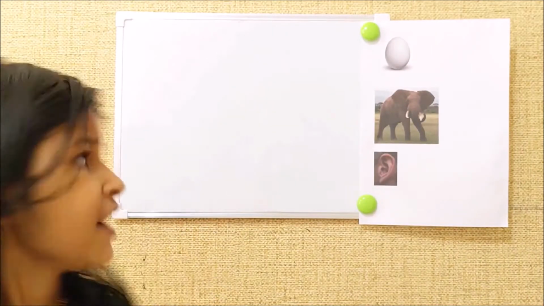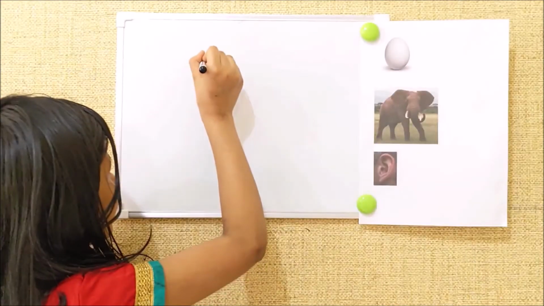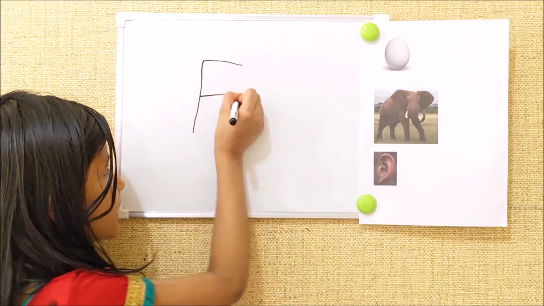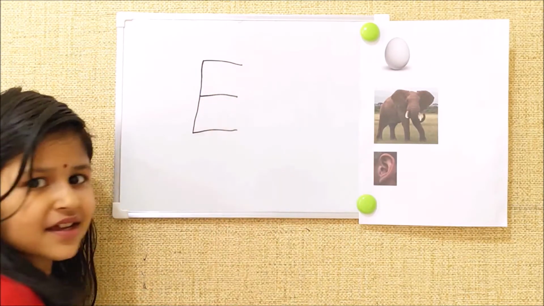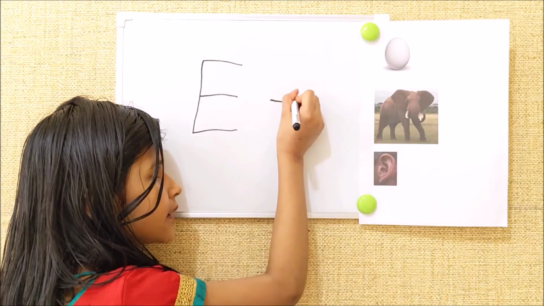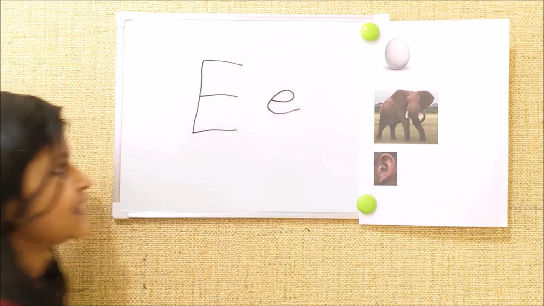Now we will write two letters together. First we write capital letter E. One standing line, one sleeping line, one more sleeping line, one more sleeping line. Then we write small e. First one sleeping line and a curve. E.